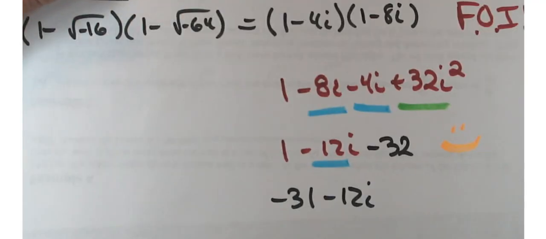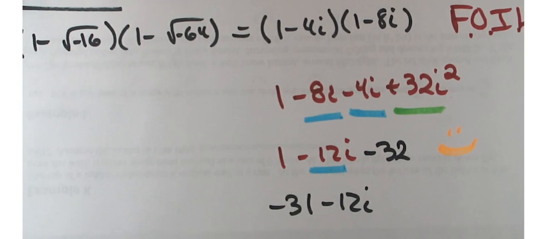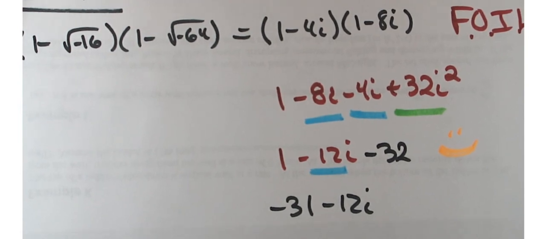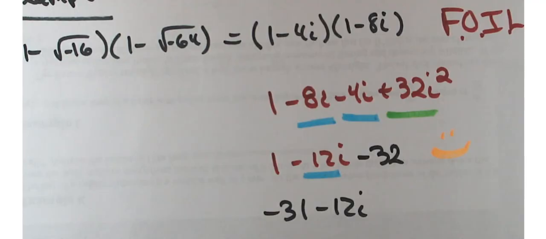Okay, how's that one looking? Let's try another one. You can just leave it like that? That's as far as you can go, because these aren't like terms. If this had an i, then I could combine them, but it doesn't. So that's as far as we can go. Good question though. Thank you.